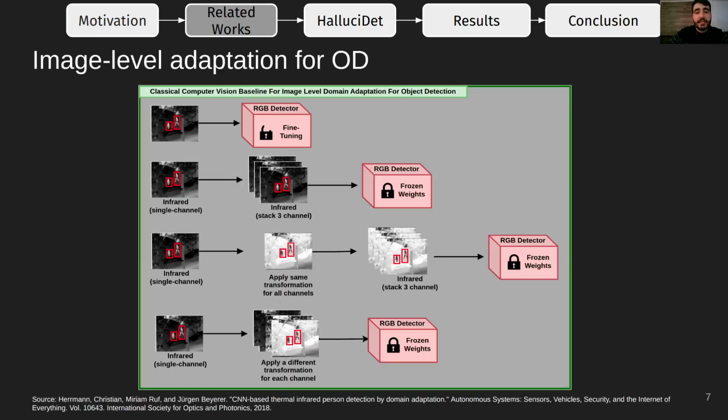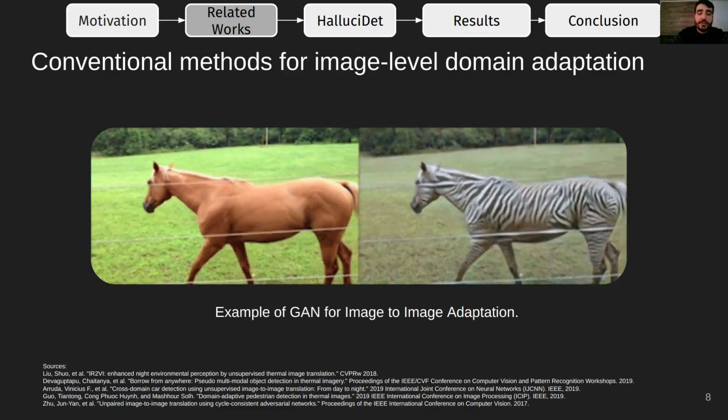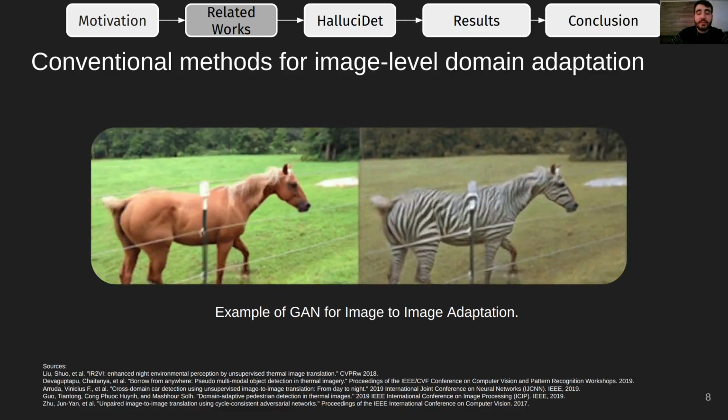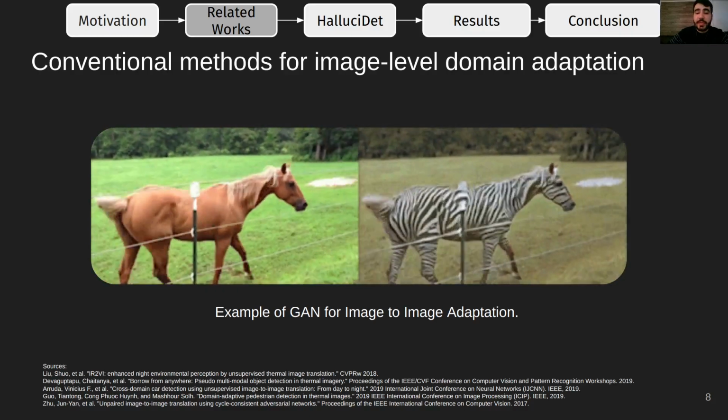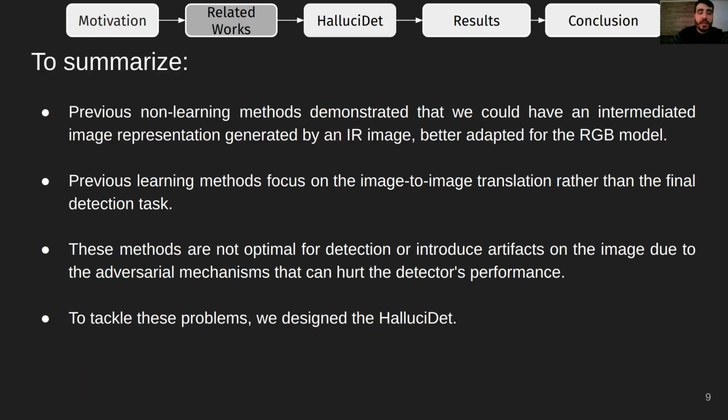Some of the related works try to adapt the RGB detector for the infrared modality, either by fine-tuning or by traditional image-to-image transformations with the detector frozen. Others use a learning strategy where they try to translate from the IR modality to an RGB modality that is going to be better for the RGB detector. To summarize, previous non-learning methods demonstrate that we could have an intermediate image representation generated from an IR image that is better adapted for the RGB model.